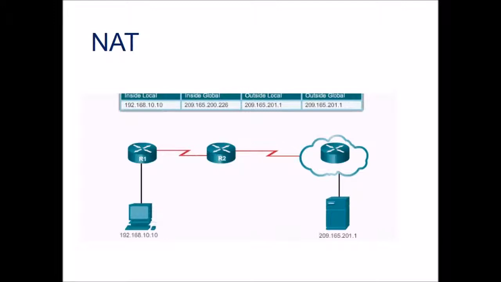Router 2 gets the packet, checks the NAT table, and finds an entry for this mapping. Router 2 uses this information and translates the inside global address to the inside local address, and the packet is forwarded toward PC1.